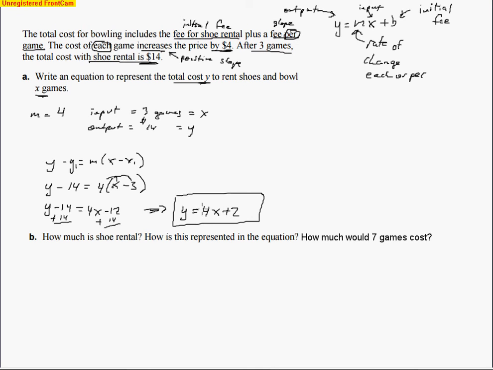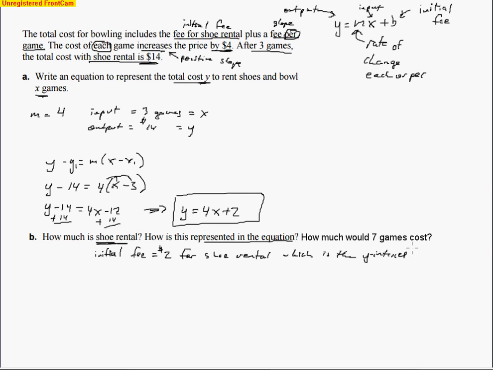So what does that mean? Well, 4 represents the rate of change. That was the cost increase of each game. 2 represents the initial fee. So what is that initial fee? It's the shoe rental. This is that initial fee right there, and that represents $2 for the shoe rental. And where is it represented in the equation? Well, it's the y-intercept.